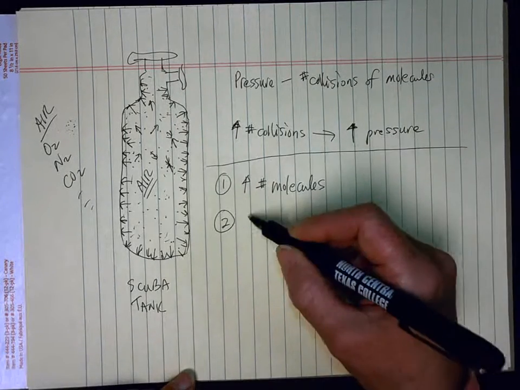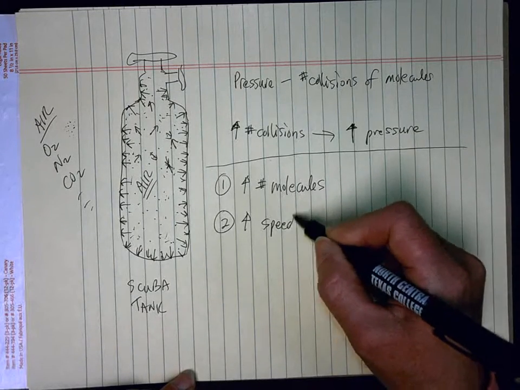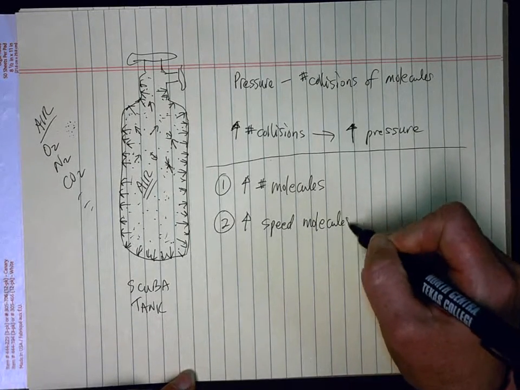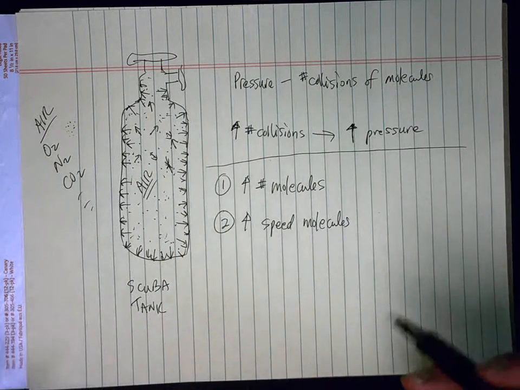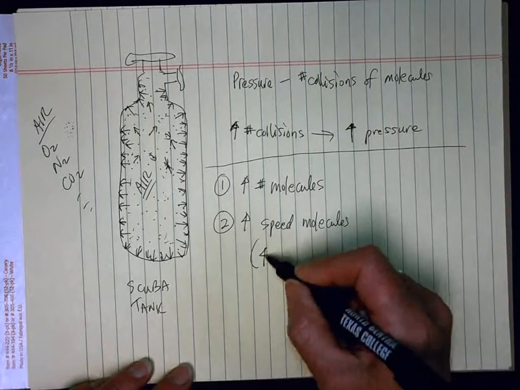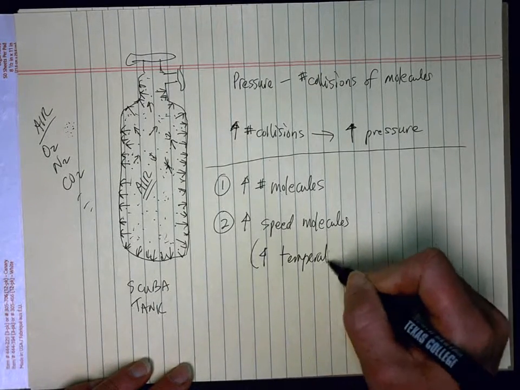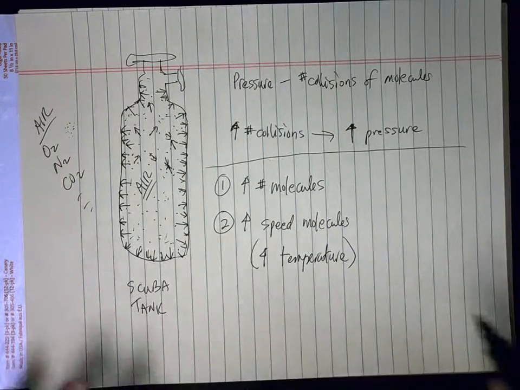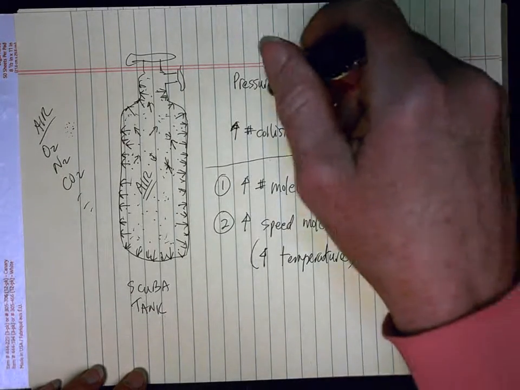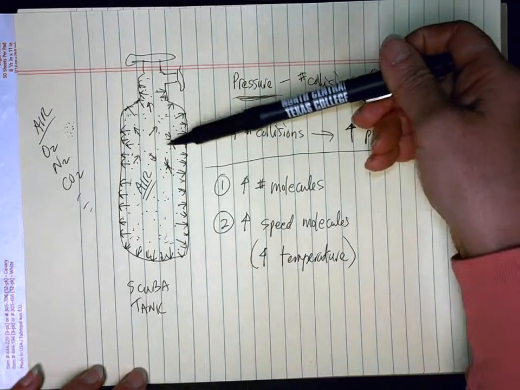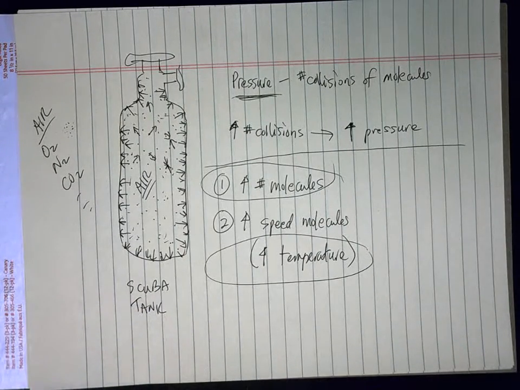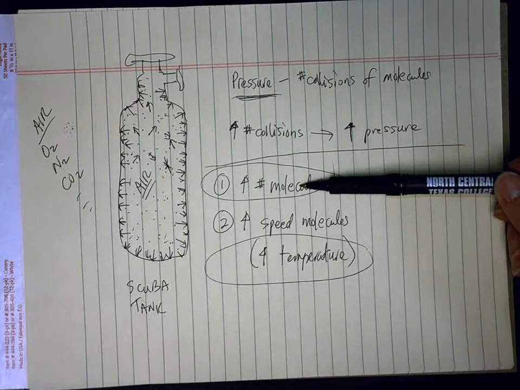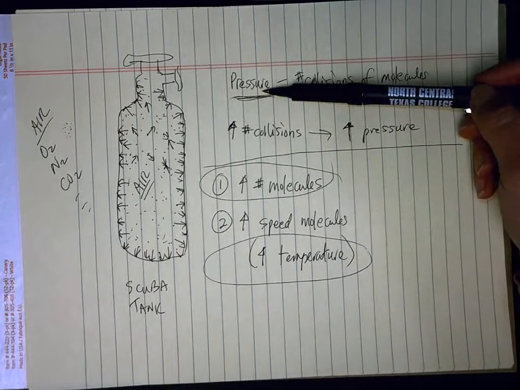The other way is if you increase the speed of the movement of the molecules. Increase their speed, they move around faster, they're going to be bumping into each other more, and you're going to get higher pressure. How do you increase their speed? By increasing the temperature. So the two main ways that you would increase pressure in a vessel like this are to increase the number of molecules or to increase the temperature by adding heat. And of course, if you do the opposite, if you decrease the number of molecules or decrease the temperature, you're going to decrease the pressure.